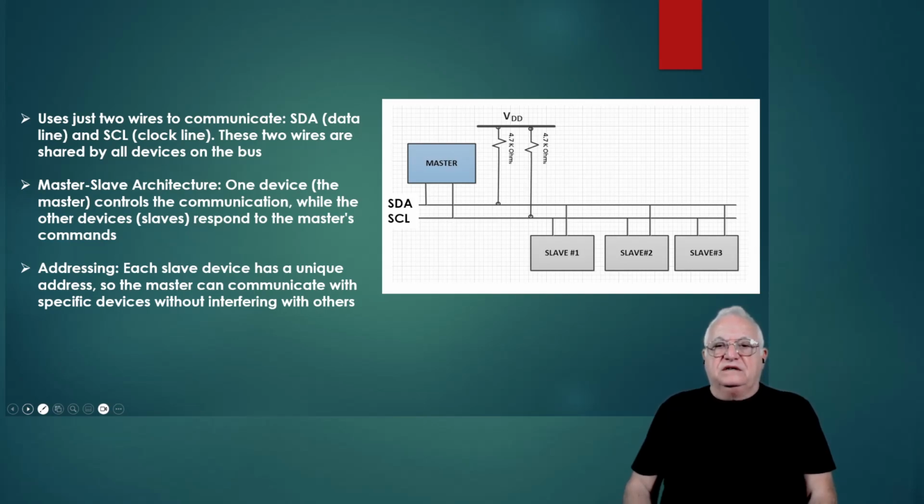Now, the master needs to communicate with all the slaves. To make this possible, each slave device has a unique address. So the master can communicate with a specific device without interfering with others. So the master knows the address of these three slaves, and it can communicate separately with each of them.